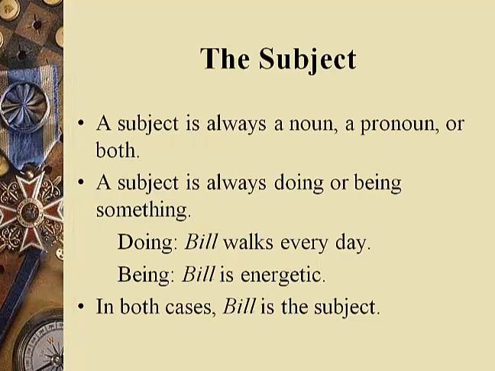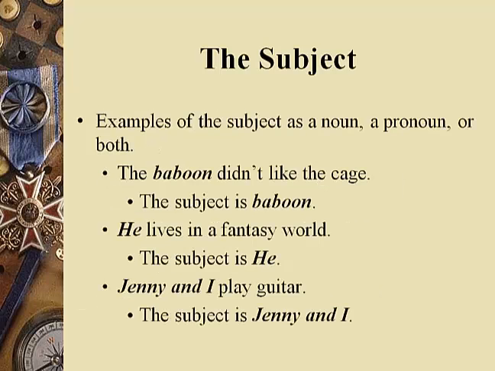As simple as this might sound right now, you would be amazed at how difficult it is for a number of people to find the subject in the sentence. And honestly, this is the very beginning of sentence comprehension and control. I've listed 3 examples of subjects in the form of nouns, pronouns, or both. The baboon didn't like the cage. You notice how baboon has a feeling about something, subject, verb.